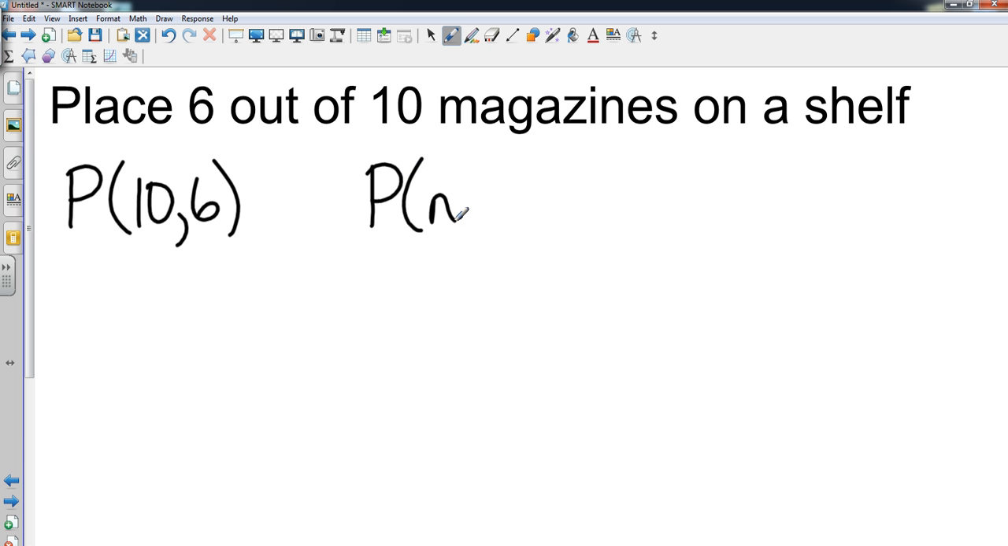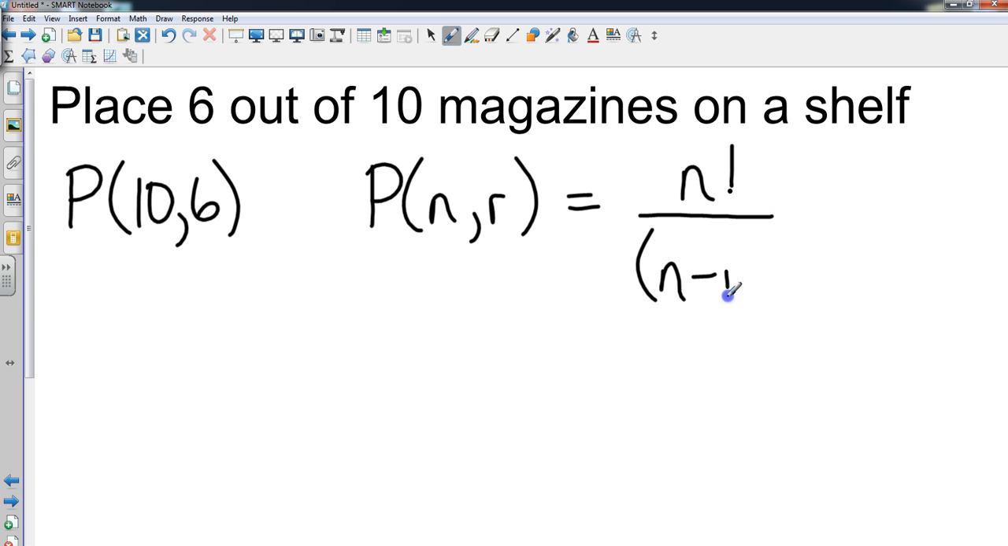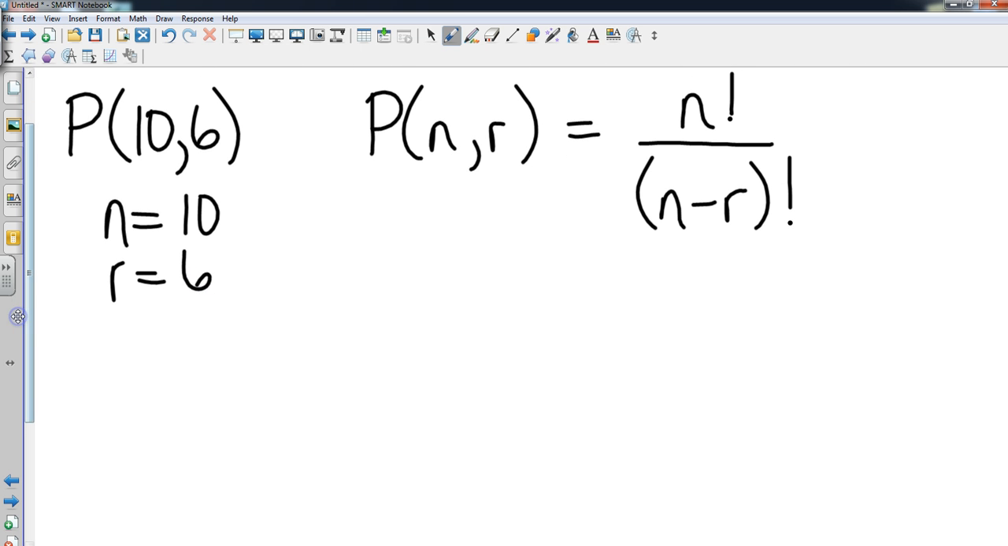N stands for the number of magazines total that you have, and R is going to stand for the ones that you're choosing. Okay, so I've got a permutation of N R, and that's going to equal just what we talked about a minute ago, N factorial all over N minus R, and then I'm going to factorial that. Okay, so my N, since it's first in my permutation, is 10. My R is 6. So now I'm going to start substituting into my formula.